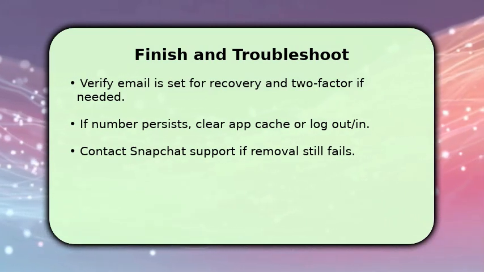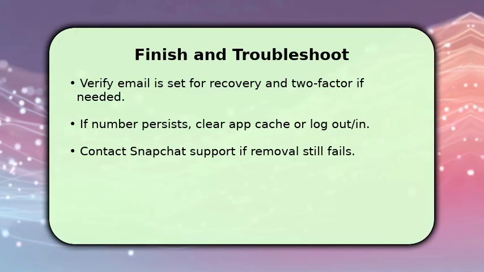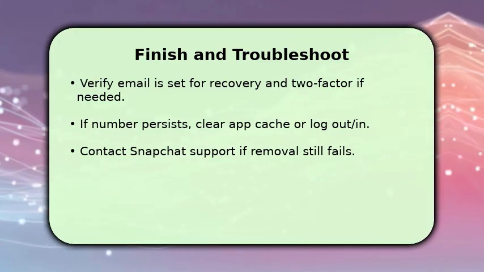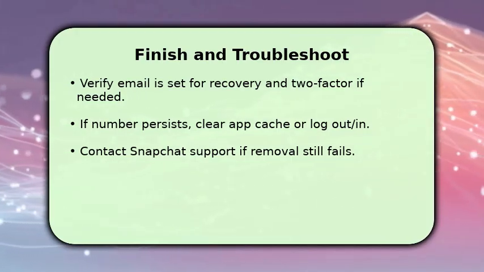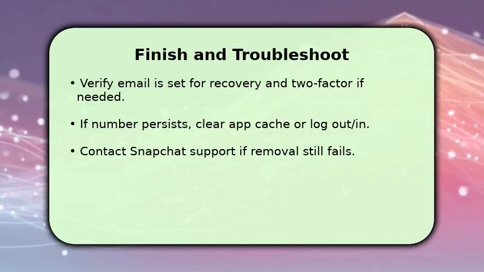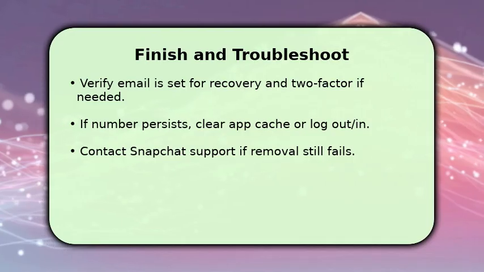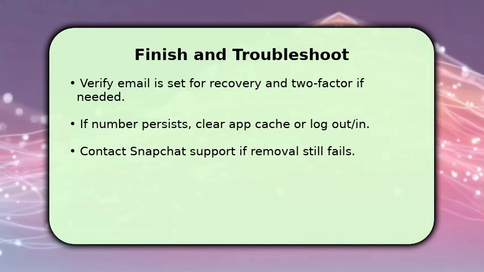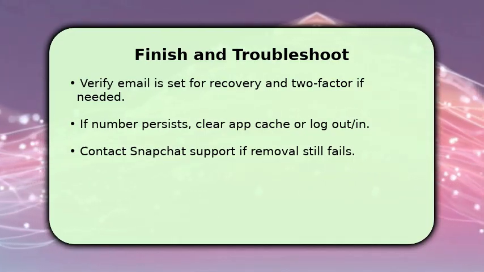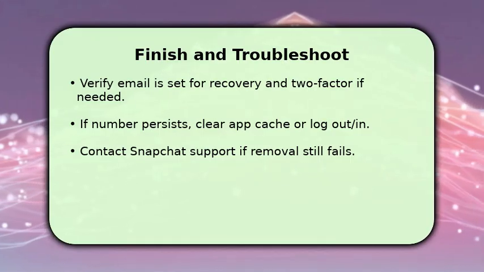If the phone number still shows after removal, clear the app cache, force close Snapchat, and log out, then back in to refresh account data. If that doesn't resolve it, contact Snapchat support from the app or support portal and explain you removed the number, but it remains tied to the account. One key tip: disable any carrier.